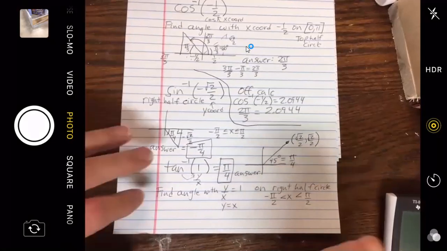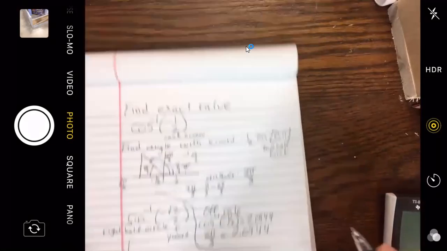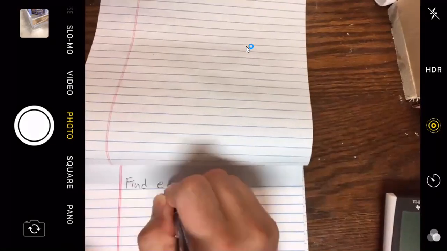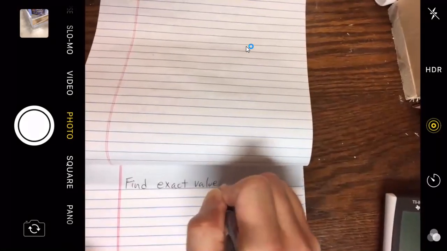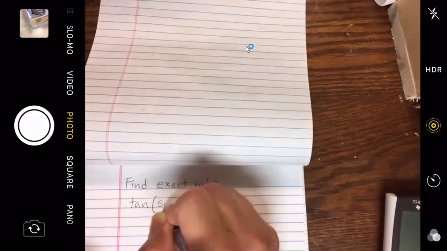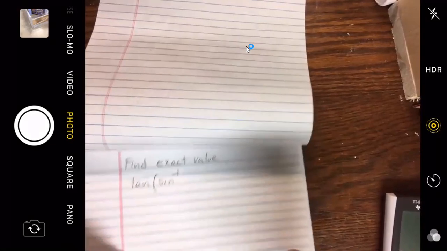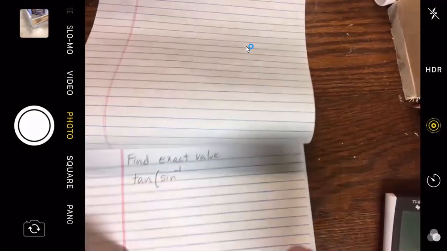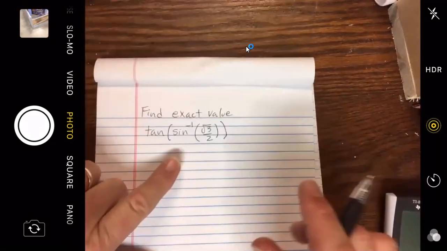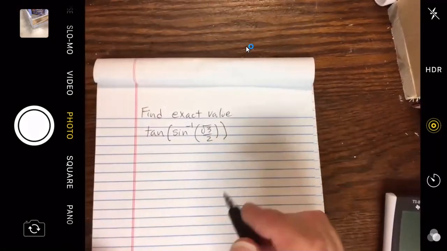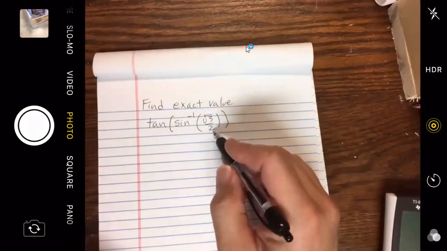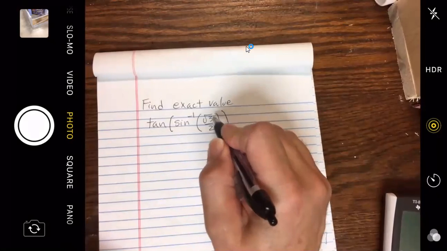Another question I had was one of these that's kind of jumbled up. It said find the exact value of the expression, and this has tan of inverse sin of square root of 3 over 2. You could do this one off the circle, since that's a circle value, but I'm going to do it the more general way. You can label it that way, and it'll work for any number.